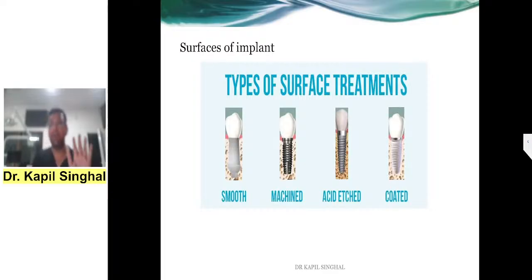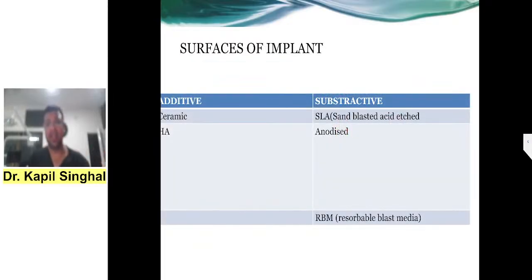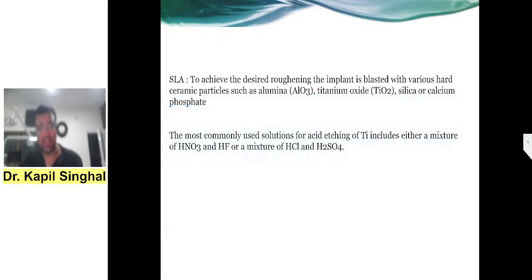अब आपको क्वेश्चन क्या आएगा, एडिटिव सरफेस के क्या क्या एग्जांपल्स हो गए, हाइड्रोक्सी एपेटाइट एंड सिरेमिक पार्टिकल्स, एंड सब्सट्रैक्टिव सरफेस के क्या एग्जांपल्स हो गए, दैट इज सैंड ब्लास्टेड एसिड एच्ड, दैट इज SLA, एनोडाइज, इसमें इम्प्लांट को एनोड बना देते हैं और बाकी एक को कैथोड और इलेक्ट्रोलाइट में करंट पास करते हैं. एंड द थर्ड सरफेस इज RBM, दैट इज रिसॉर्बेबल ब्लास्ट मीडिया. सो ऑल दीज थ्री सरफेसेस आर एग्जांपल ऑफ सब्सट्रैक्टिव, एंड एडिटिव के एग्जांपल हो गए सिरेमिक एंड हाइड्रोक्सी एपेटाइट.